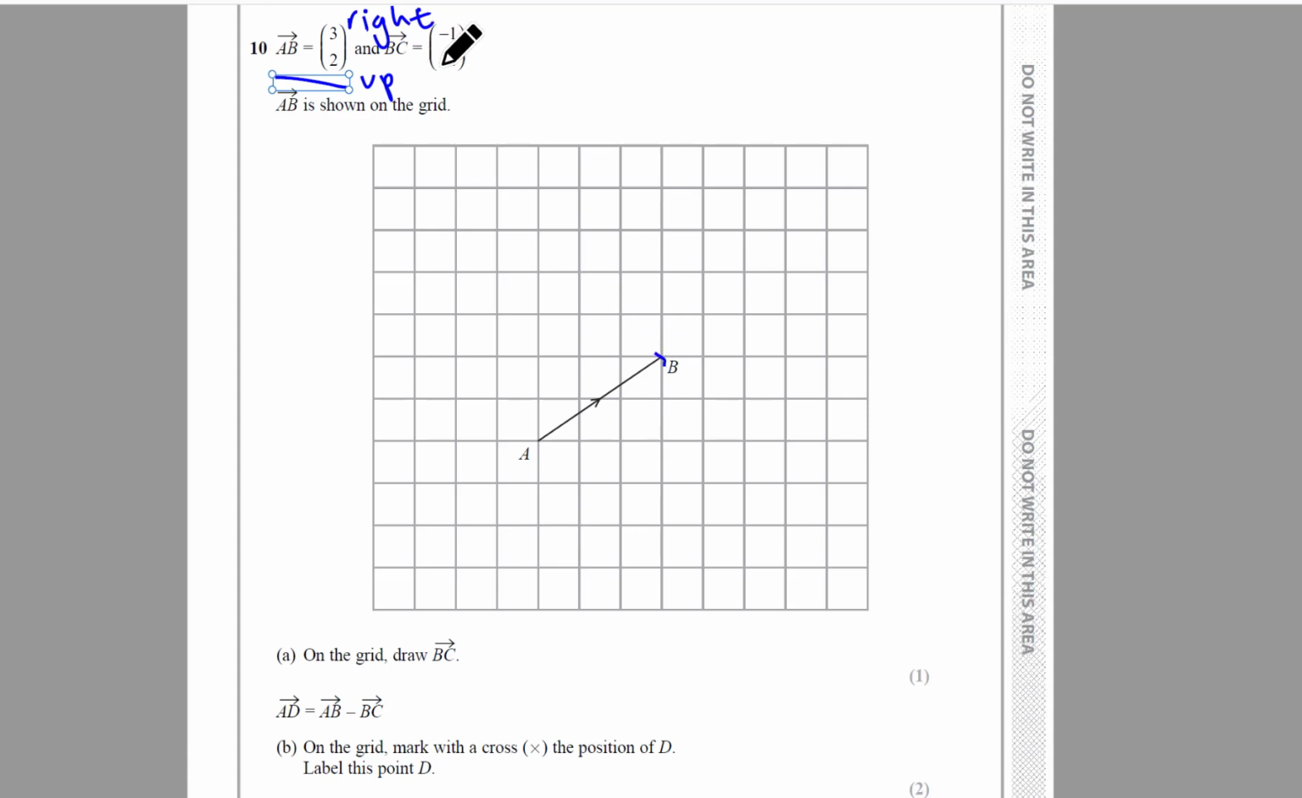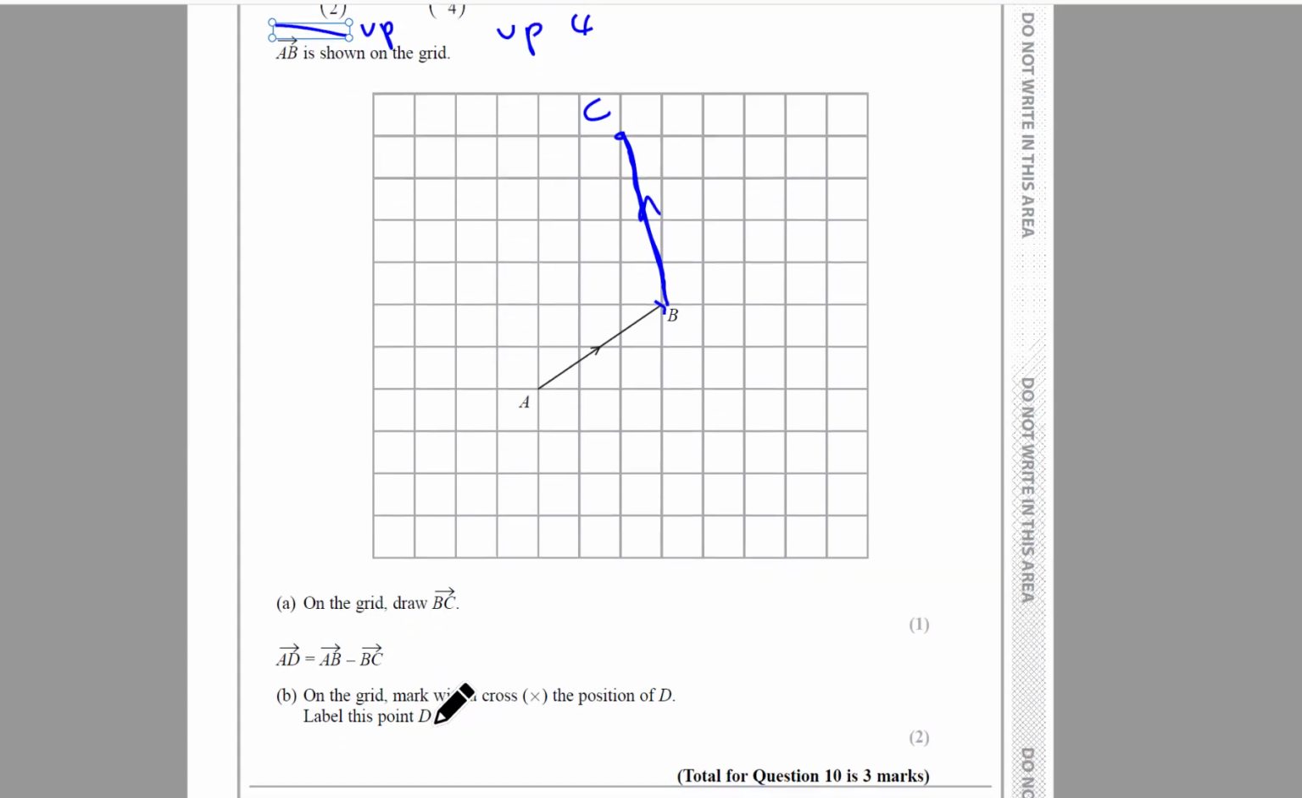So it says now do BC, and so that's -1, that's left 1, and that's positive, so that's up 4. So left 1 and up 4. Make sure that's a straight line. And that's C. That's your nice 1 mark.